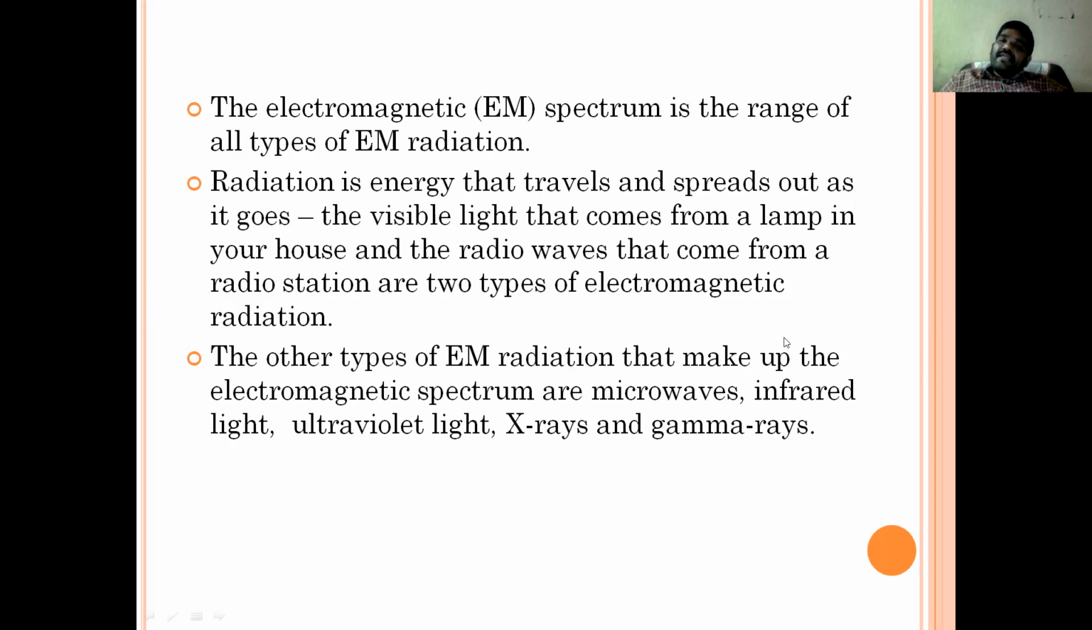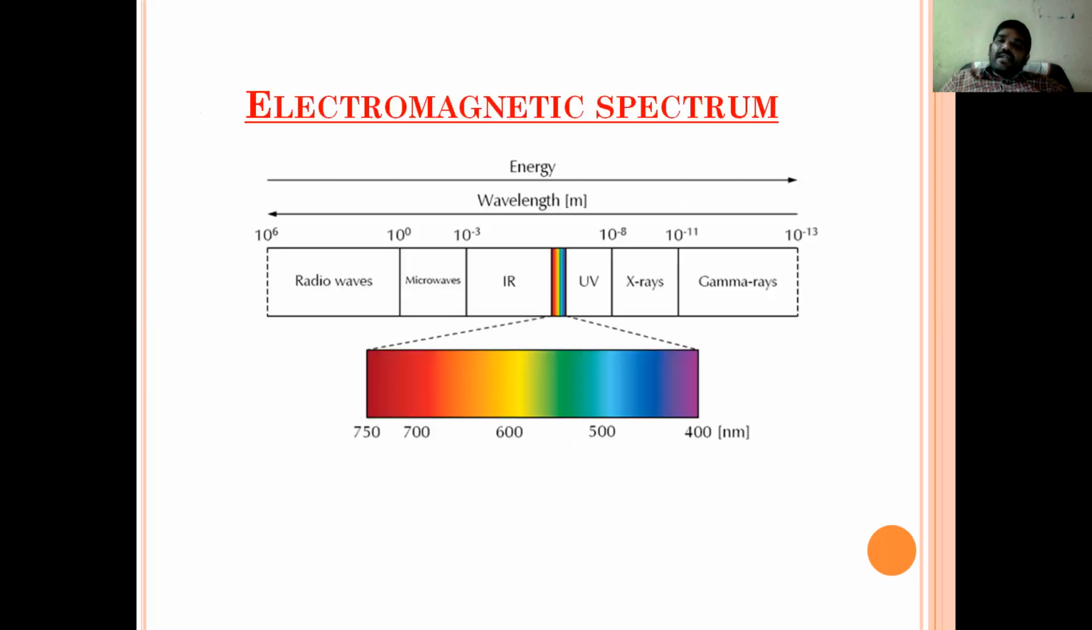The other types of EM radiation that make up the electromagnetic spectrum are microwave, infrared light, ultraviolet rays, X-rays, and gamma rays. Simply, what I want to convey here one more time is this: the light is passing, and the energy that is stored in the sensors will be recorded with different wavelengths. When all those wavelengths are recorded and bonded together, they constitute the electromagnetic spectrum.